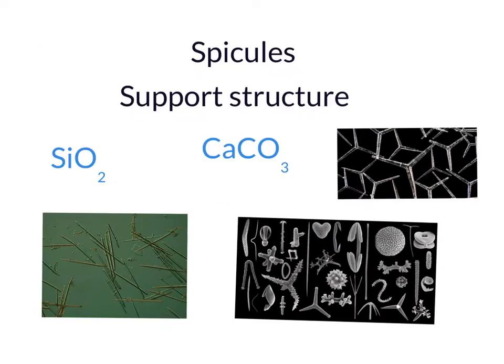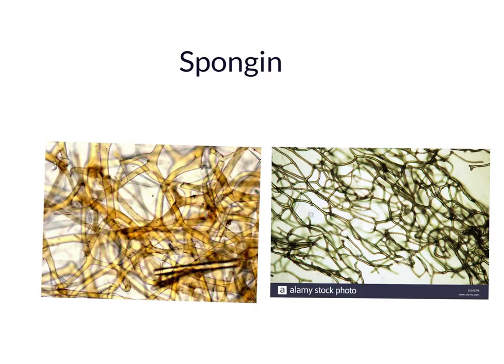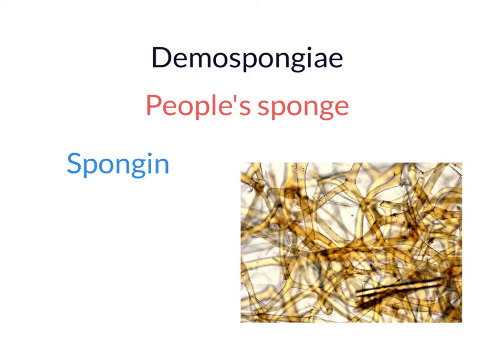Remember, spicules are the support structure. Some are going to be made out of glass, and some are going to be made out of calcium carbonate. Spicules are like their skeleton. Spongin is going to be found in the Demospongiae and the Sclerospongiae. It is this fibrous collagen substance that really soaks in water, and basically it is the skeleton of a dead sponge, usually the Demospongiae. Remember, people have been using these for a long time, so they are called the people sponge, and the class name Demospongiae reflects that. And remember, they are the ones that make the spongin.